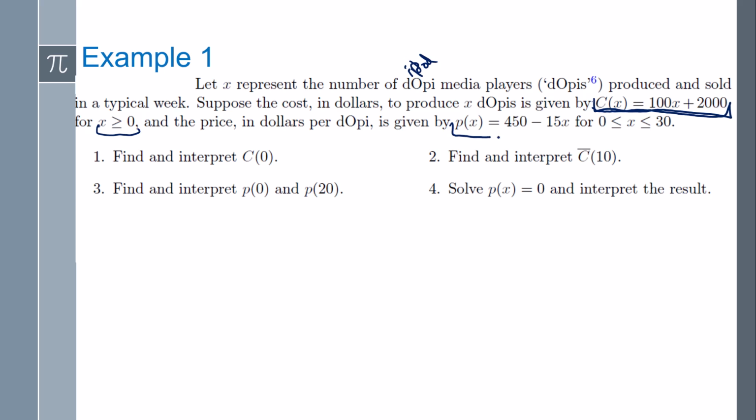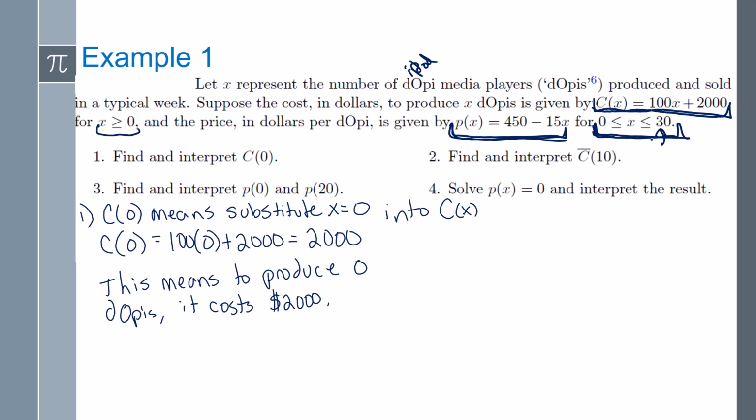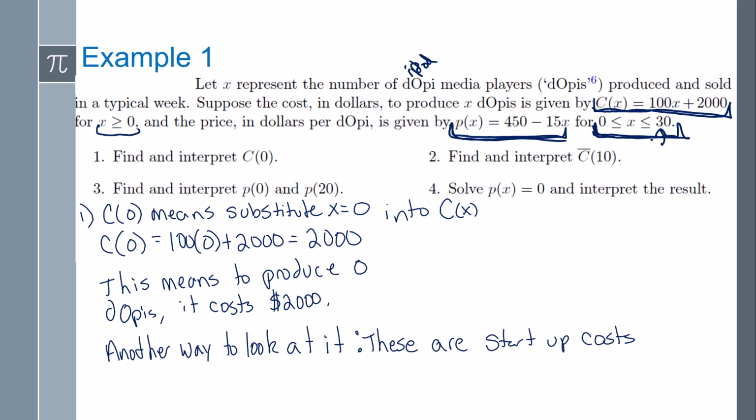And then it gives us a price demand function, and the domain of that. I can't produce less than 0, and it's saying I can't produce more than 30 of them. So we're going to go through and find each of these. It says find and interpret c of 0. That means I need to substitute x in for my cost function. So I plug in 0 into my cost function, and I get 2,000. This means to produce 0 players, it's going to cost 2,000. So that's my startup costs.